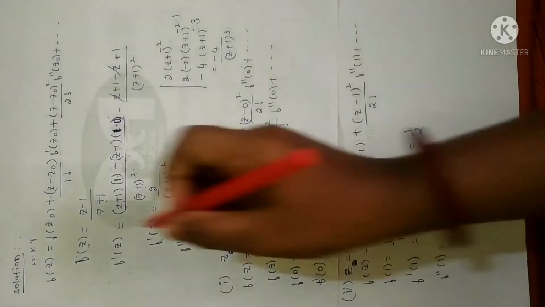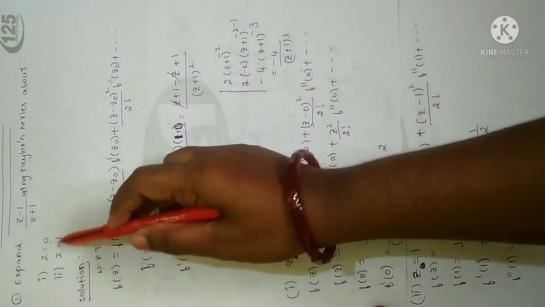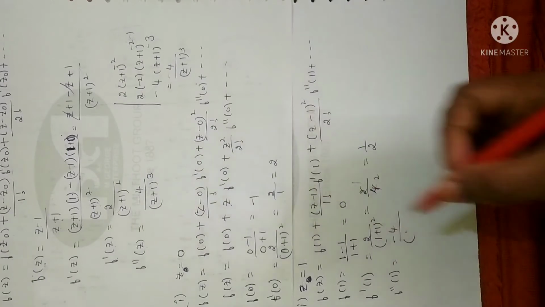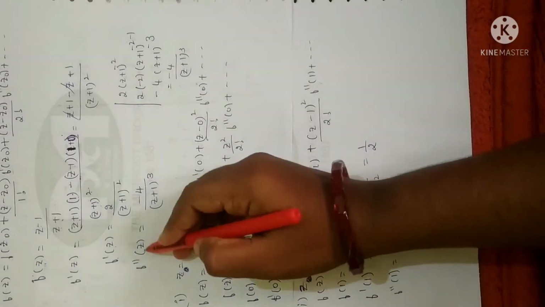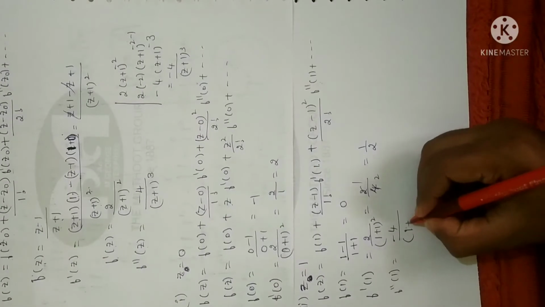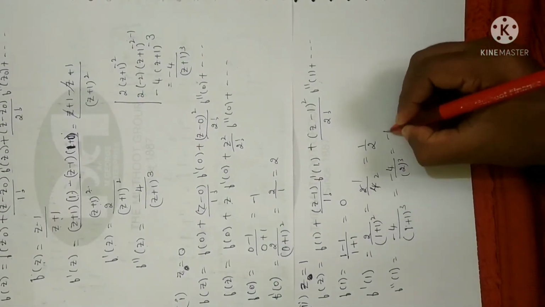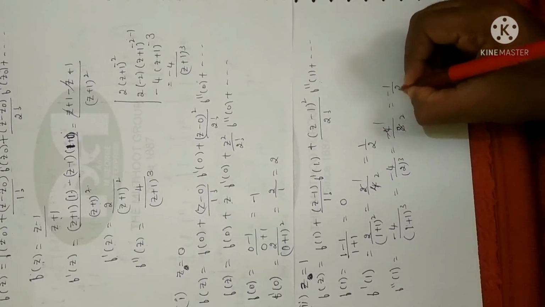Meaning is that the given point should be taken as z naught, and you have to replace these values in place of z naught. So minus 4 divided by, replace z with 1, we need f double dash of 1. Replace z with 1, you will get 1 plus 1 whole cube. So you will get minus 4 divided by 2 cube, which is minus 4 divided by 8. So 4 1s are 4, 4 2s are 8. Again you will get minus 1 by 2.